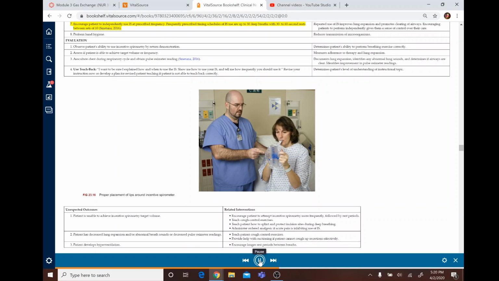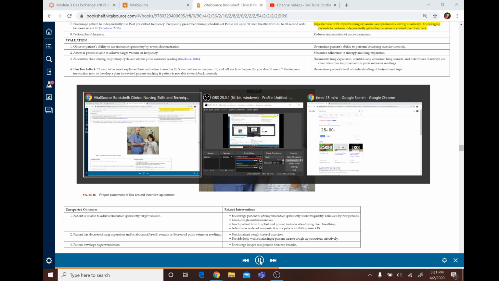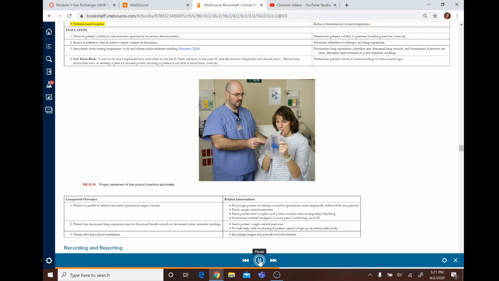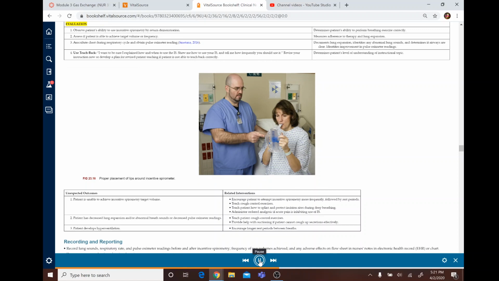7. Encourage patient to independently use IS at prescribed frequency. Frequently prescribed timing schedules of IS use are up to 30 deep breaths with 30 to 60 second rests between sets of 10. Smetana, 2016. Repeated use of IS improves lung expansion and promotes clearing of airways. Encouraging patients to perform independently gives them a sense of control over their care. 8. Perform hand hygiene. Reduces transmission of microorganisms.